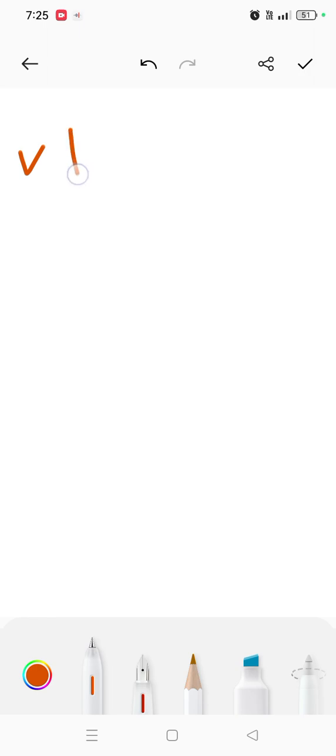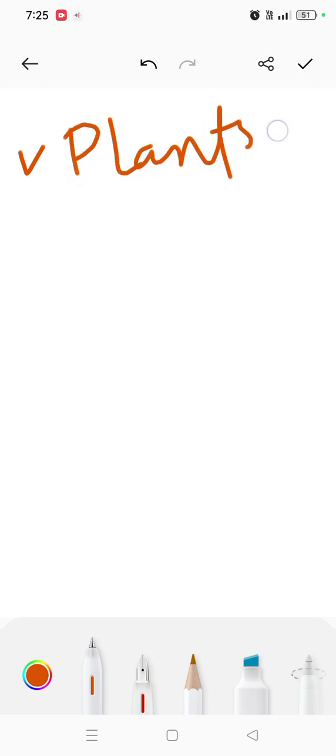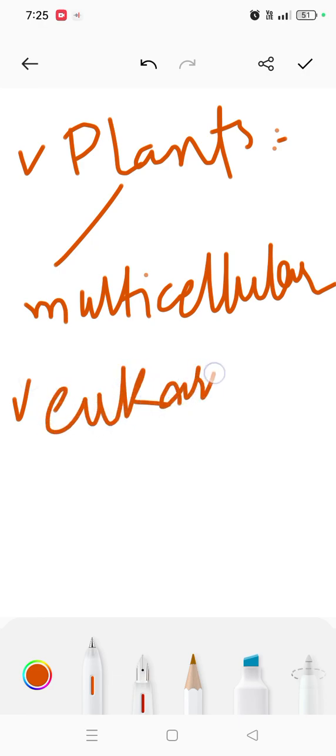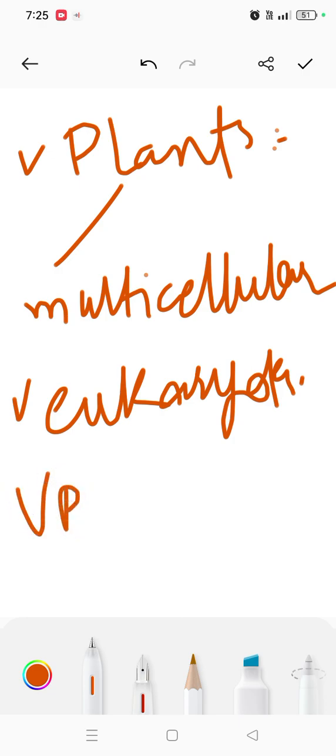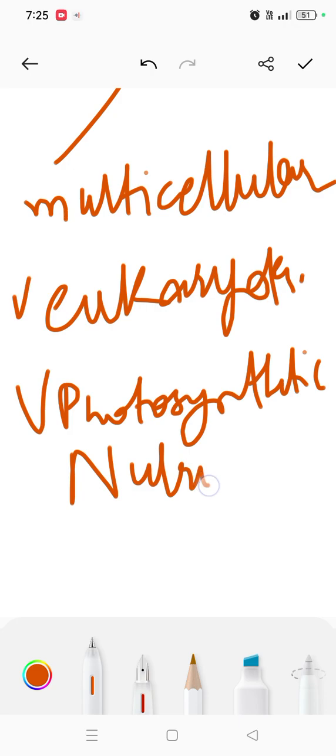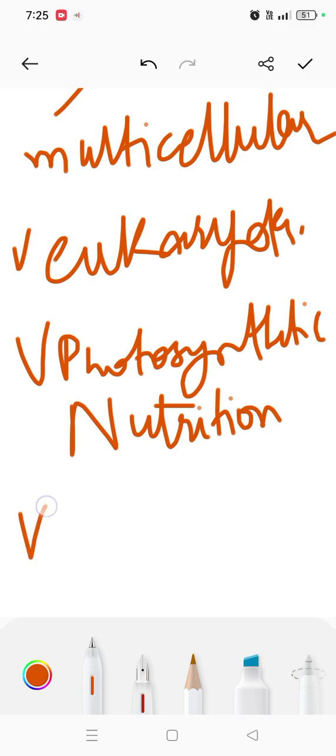But before that, first we need to know what plants are. Plants are multicellular eukaryotes, and they also have photosynthetic nutrition. You'll also see that these plants have a cellulose wall.